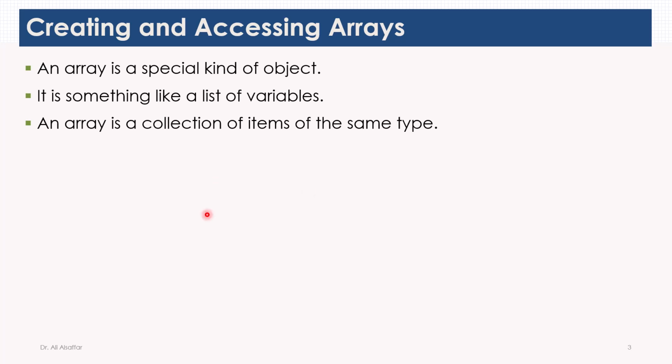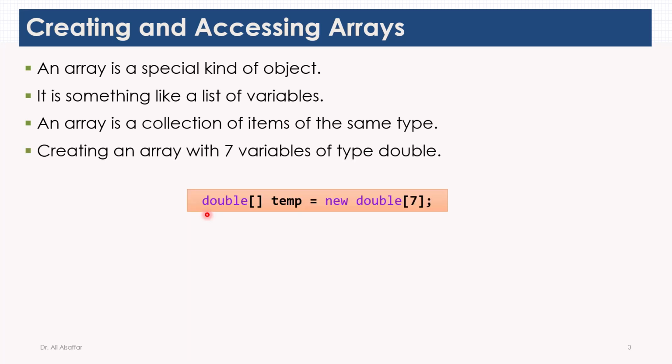Now, how do we define an array of the same data type? This is the syntax we use to define an array for 7 double variables. If we want to define a single variable, usually we type the data type followed by the name of the variable, and if we know the value of the variable at the time of the declaration, we write equal followed by this value. Now, if you want to create an array with 7 variables of type double, this is how you do it syntactically in Java.